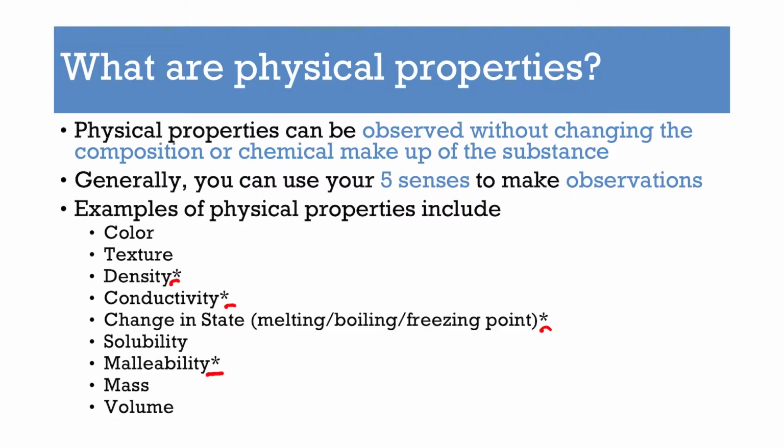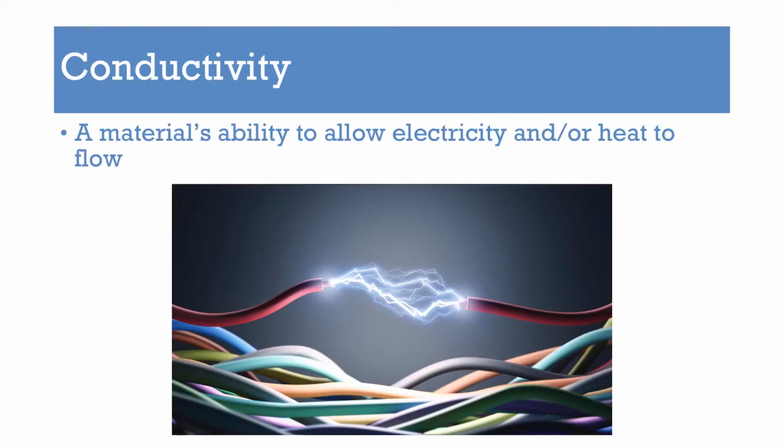Basically, these are all pretty basic observations, measurements that we can make on our object. Just to go over the few maybe unfamiliar terms, conductivity is a material's ability to allow electricity and or heat to flow. We'll get into how electricity actually works later on, but as long as you know that if something is conductive, heat and electricity can flow through it.